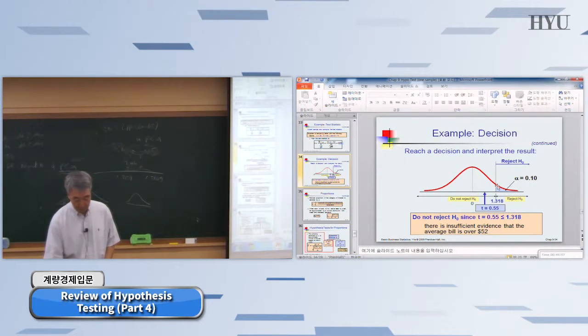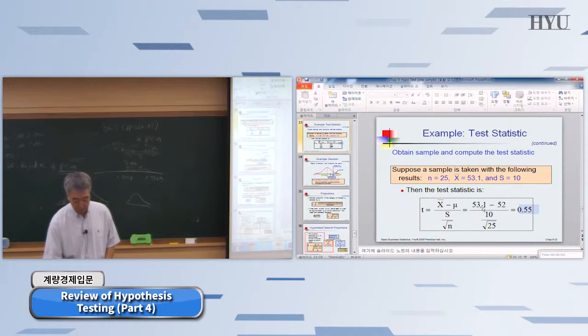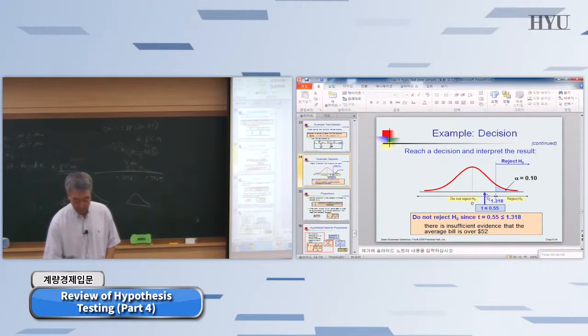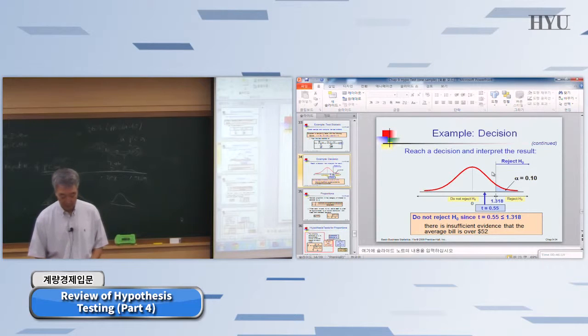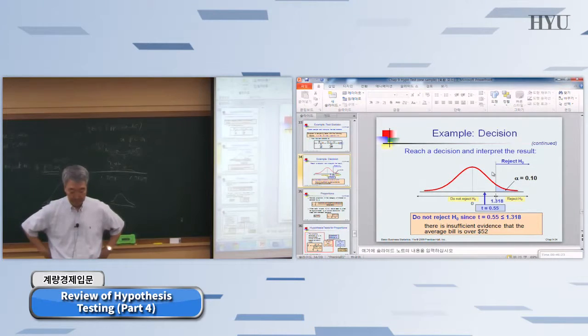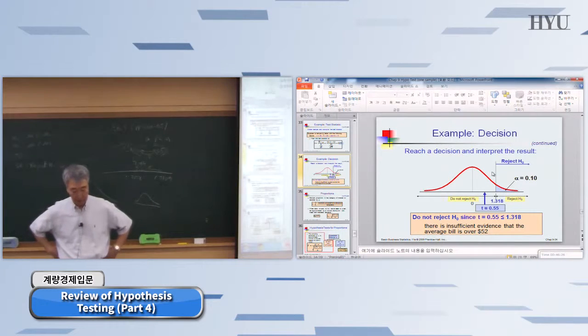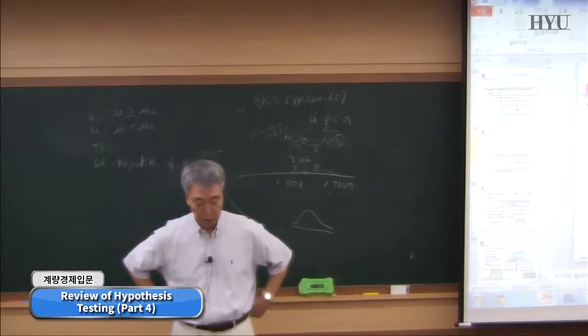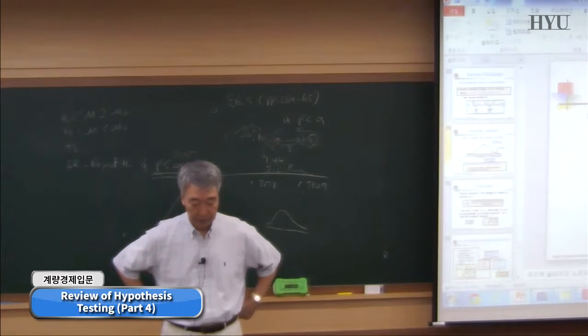All right, so this time, because the sample mean was so close to the hypothesized population mean, that difference comes out to be only 0.55 of the typical variation within the sample, right? So your conclusion is do not reject the null hypothesis, okay? Which means there is insufficient evidence that the manager's claim is true, in other words, that the average monthly cell phone bill is above $52. Okay?